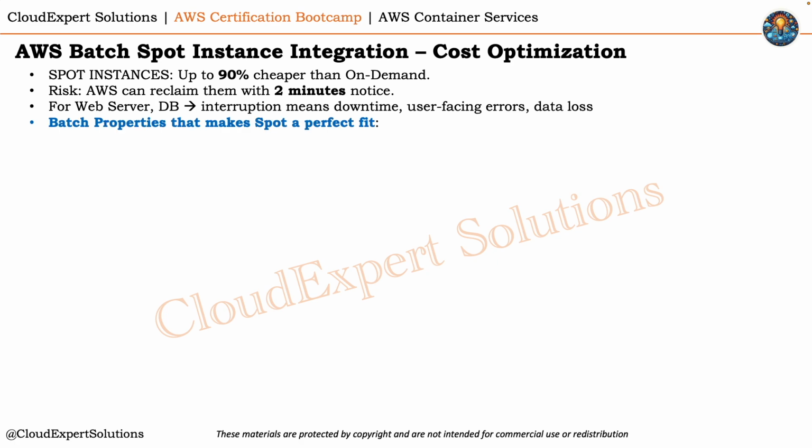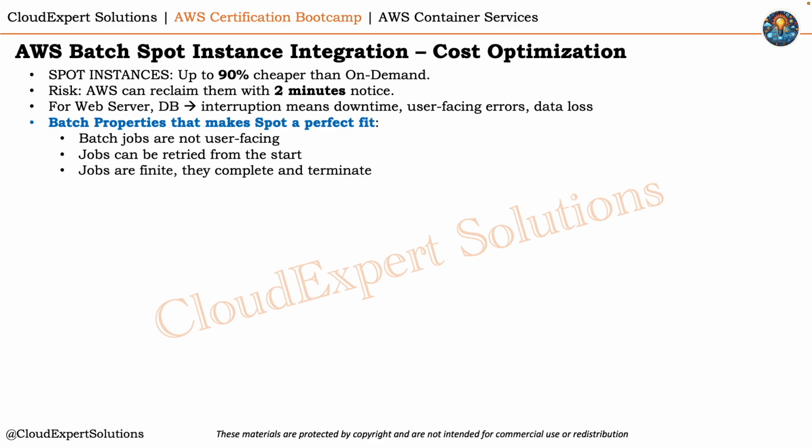Batch workloads have 3 properties that make them perfect for Spot. To start with, they are not user-facing. That means no customer is waiting for a real-time response. They can be retried if a job is interrupted. You just run it again on a different instance. And the third, they are finite. Each job runs for a defined period and then terminates. Spot interruptions are less likely to affect a 3-minute job than a server running indefinitely.